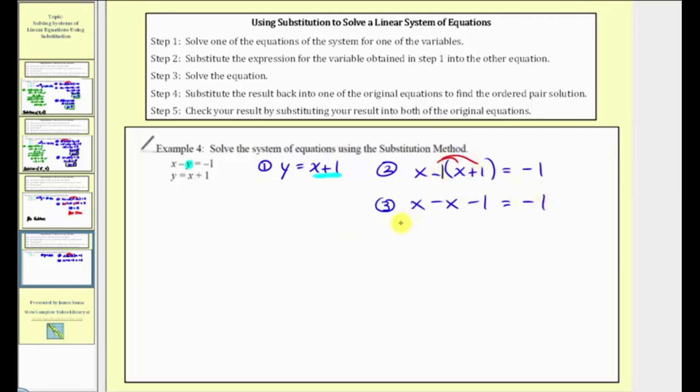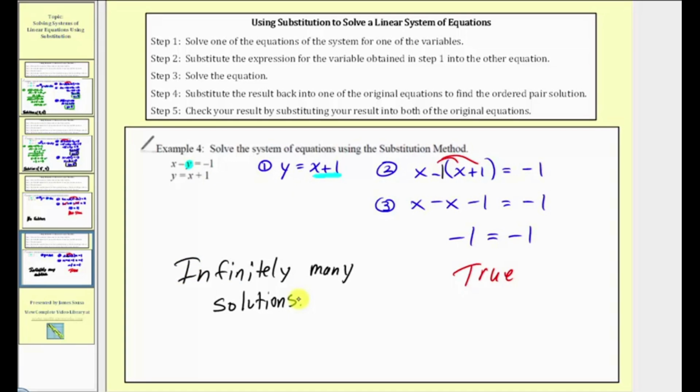Notice here the variables simplify out again. x minus x is equal to 0, so this simplifies to negative 1 equals negative 1. But notice here we have a true statement. Of course, negative 1 equals negative 1. So whenever the variables drop out and we have a true statement, this indicates we have infinitely many solutions.